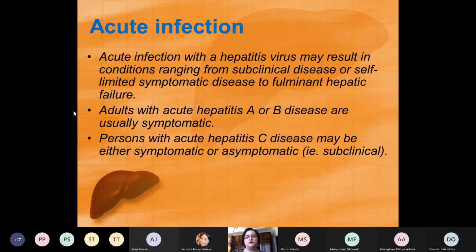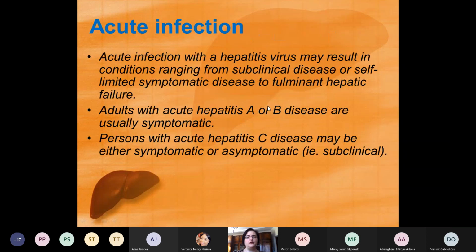Acute infection with hepatitis virus may result in conditions ranging from subclinical disease or self-limited symptomatic disease to fulminant hepatic failure. And it's really possible. Nobody knows why such a course can happen, maybe due to the premorbid state of the patient, and maybe already some involvement of the liver before the acute hepatitis. But yes, fulminant hepatic failure, and I saw such cases where even young adults died under the influence of hepatitis, especially B.